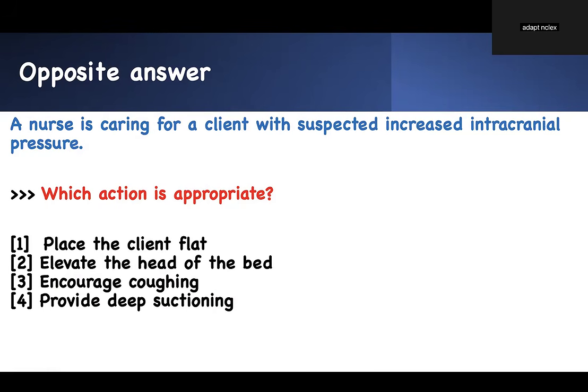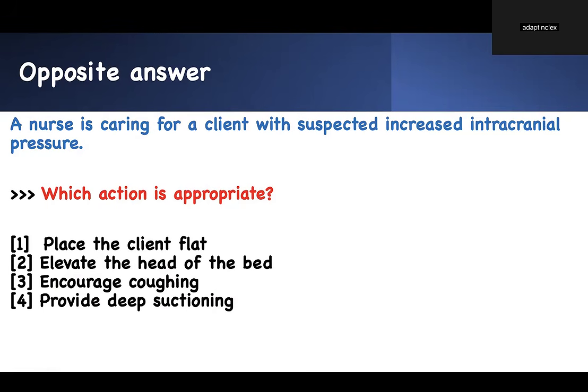Which one did you pick? ICP. Therefore, I should not increase the ICP. Anything that is increasing ICP is a wrong answer. Number three, encourage coughing, increases ICP. Providing deep suction is going to increase ICP. Both of them are saying the same thing. Therefore, they are wrong. You see, similar answers. Three and four are wrong.